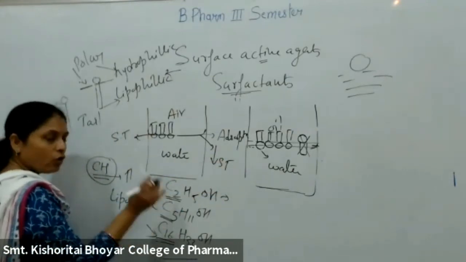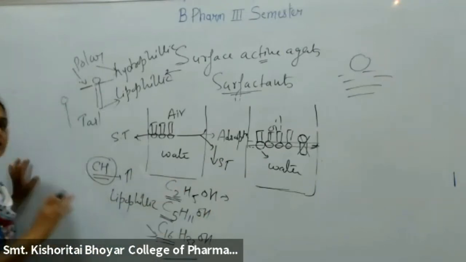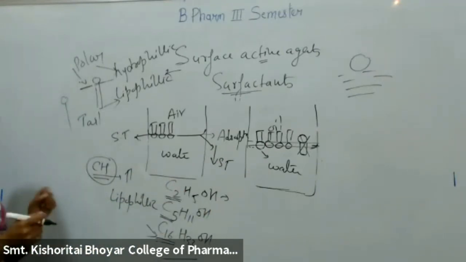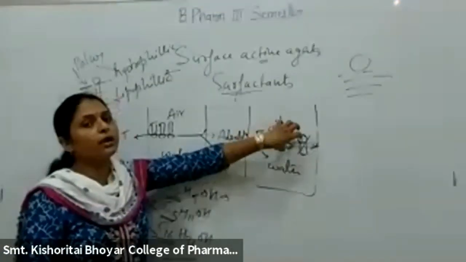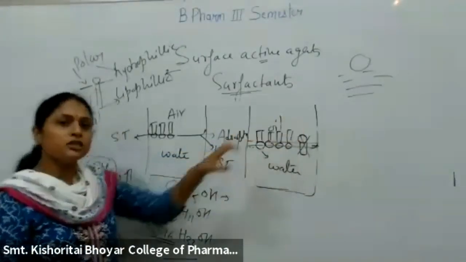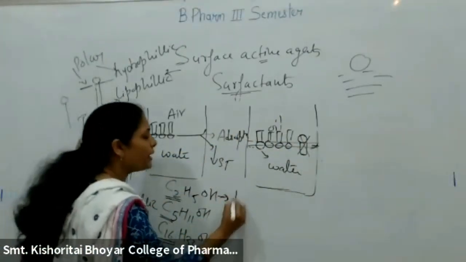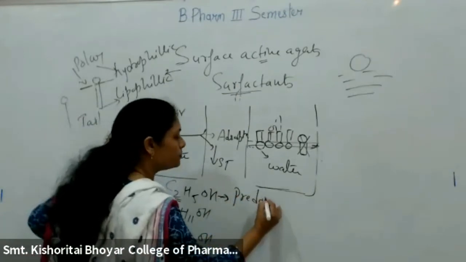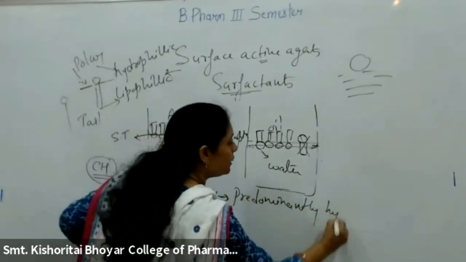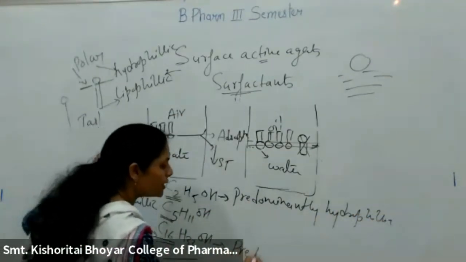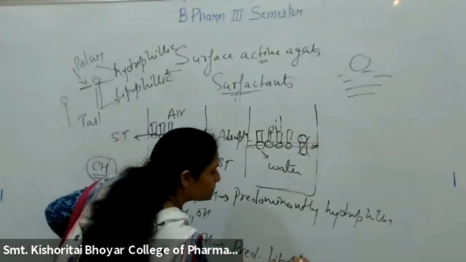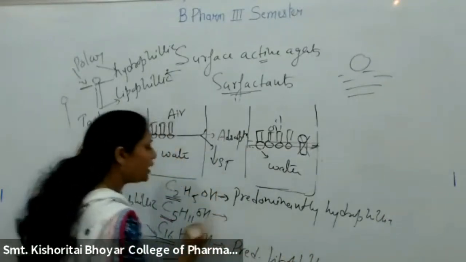And we all know that ethanol mixes properly with water. If you mix ethanol with water, it will give you a clear solution. इसका मतलब है कि जब आप इथेनॉल यहाँ ऐड करेंगे, it will definitely go into the water, into the bulk, and will not remain at the surface. This is because it is predominantly hydrophilic. And cetyl alcohol is called predominantly lipophilic.